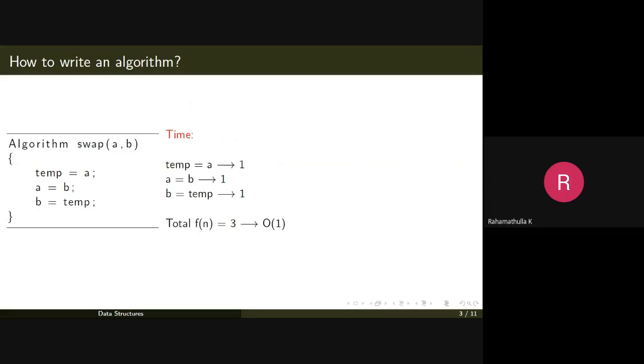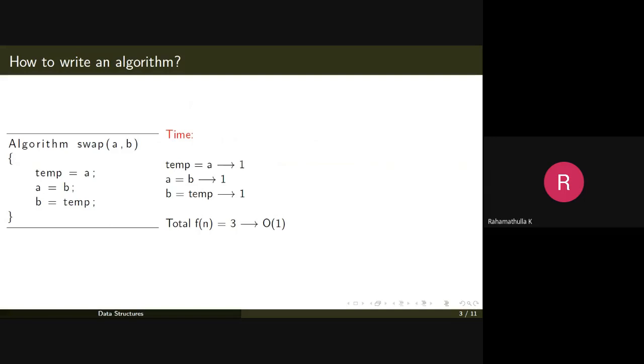So temp equal to a is an assignment statement in my algorithm that takes 1 unit of time. a equal to b, another assignment statement, also takes 1 unit of time. b equal to temp also takes 1 unit of time. So the total time taken is 3. f of n equals 3. We calculate it as a function of the number of variables or number of input values. It's equal to 3. It's not at all related to the number of variables or number of input values.